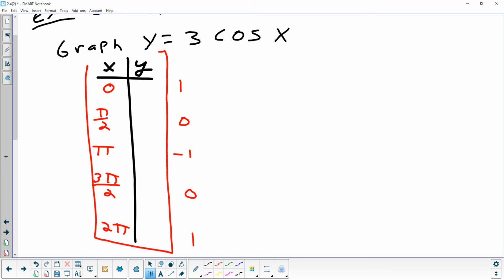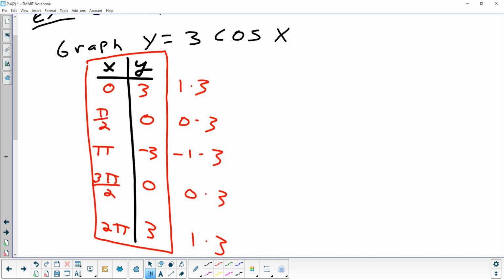And Lacey, what am I going to multiply all those by? 3. And Autumn, can you tell me what my new y values will be? 3, 0, -3, 0, 3. There we go. All right. So arithmetic, a little bit easier than yesterday. Questions on the table?